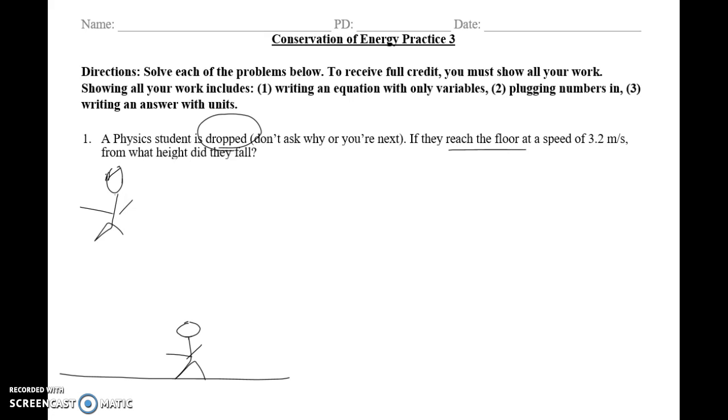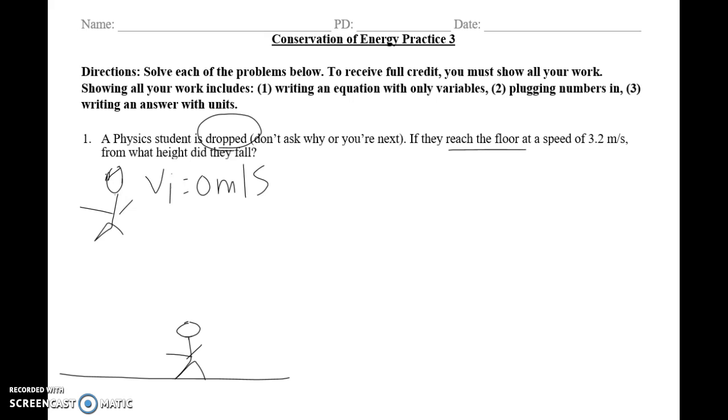So here's a quick sketch of the scenario. A physics student is dropped. I know that if the physics student is dropped, his initial velocity is 0 meters per second because he wasn't thrown down at the ground. And then we're looking at analyzing it when the physics student is at the floor.